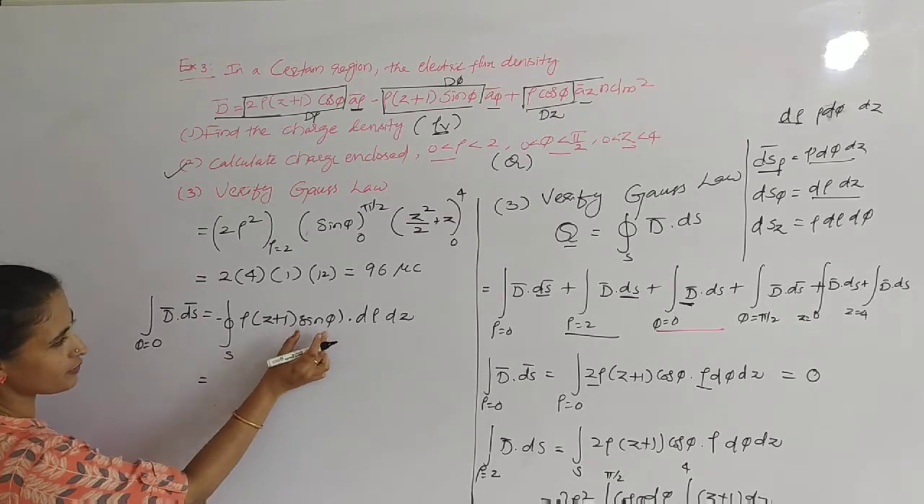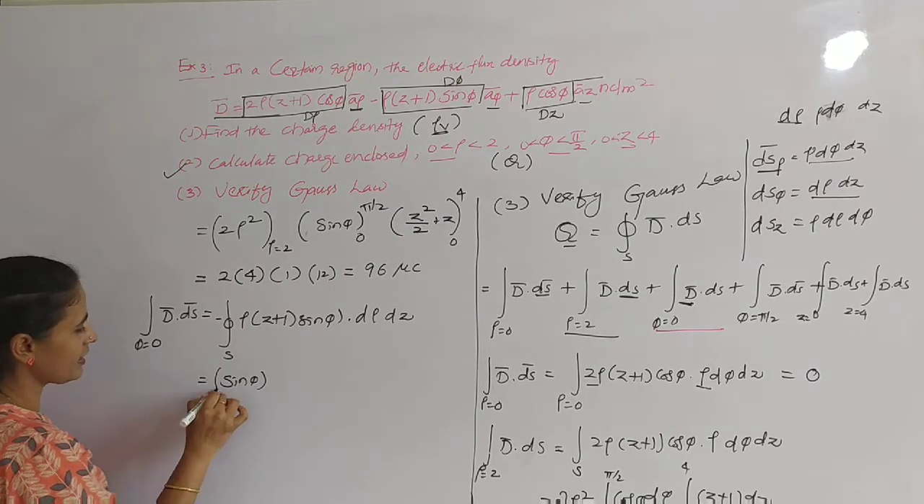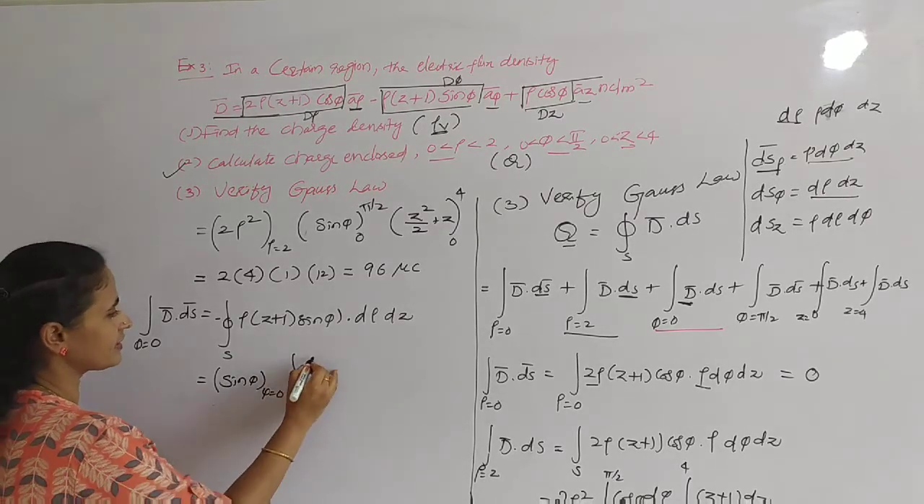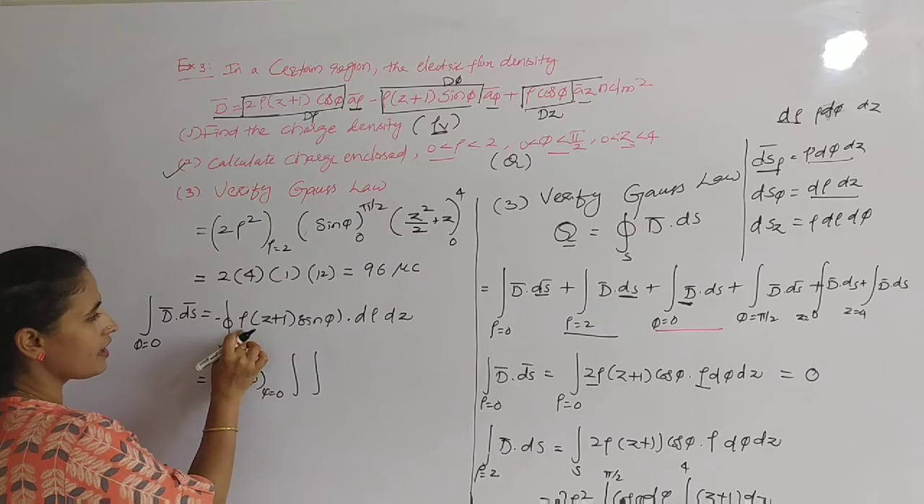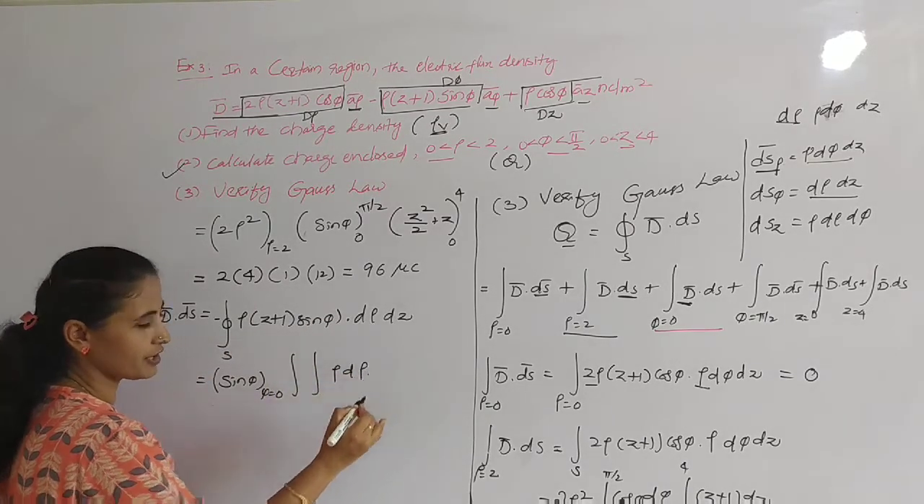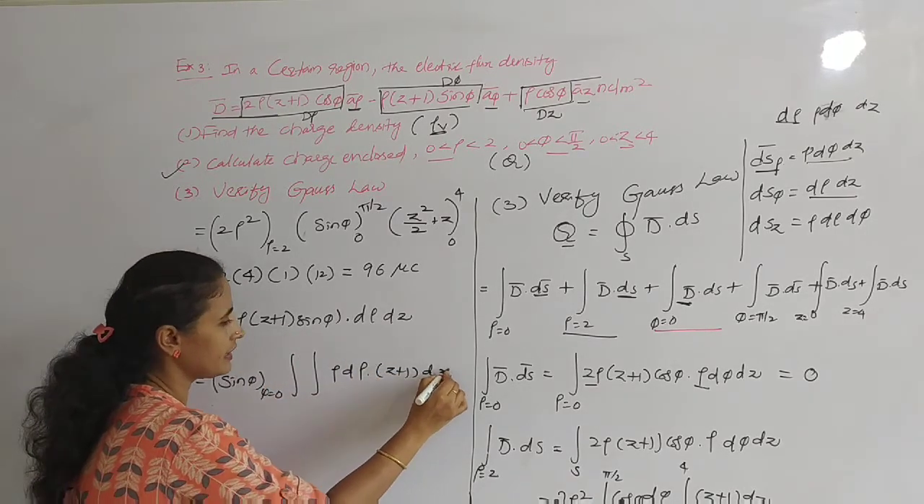What are the constant terms? Only the phi term. The phi term is sin phi, where the phi value is equal to 0. The remaining two surface integrals are rho, that is r, into d rho, and the z term, which is z plus 1, into dz.